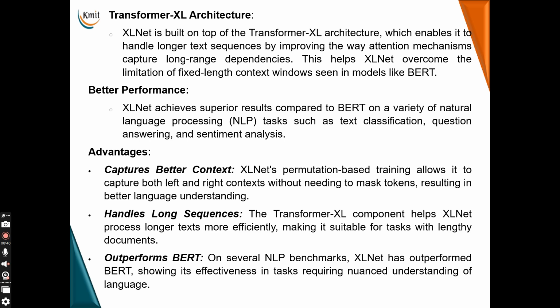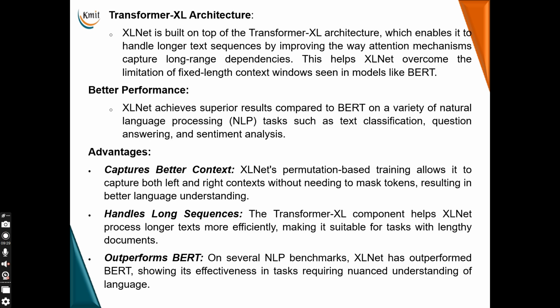Transformer XL architecture. This XLNet is built on top of Transformer XL architecture, which makes it very suitable for understanding longer text sequences, and attention mechanisms are useful in understanding long range dependencies, and it can overcome the limitation of fixed length context vector windows which are seen in models like BERT. So because it is trying to address the limitations of BERT, definitely it is achieving a superior performance compared to BERT.